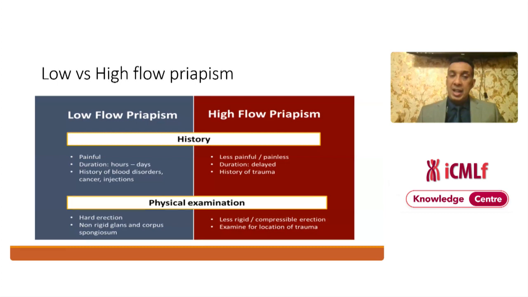In the physical exam, characteristically, you will find a hard erection in the low flow priapism versus a less rigid or compressible erection in the high flow priapism. And you will find a non-rigid glans and corpus spongiosum when you examine. And in the high flow priapism, you should also examine for the location of trauma.